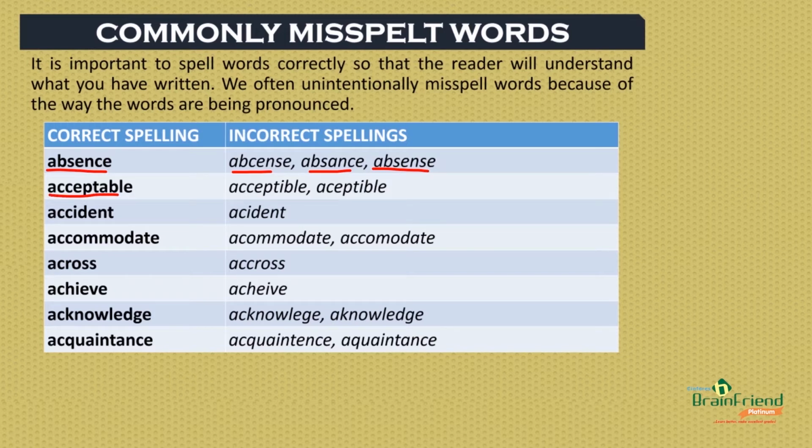Next, we have the word acceptable. Its correct spelling is A-C-C-E-P-T-A-B-L-E, and it is wrongly spelled as A-C-C-E-P-T-I-B-L-E or A-C-E-P-T-I-B-L-E. Moving on, we have the word accident, which is spelled as A-C-C-I-D-E-N-T. Sometimes it is wrongly spelled as A-C-I-D-E-N-T.